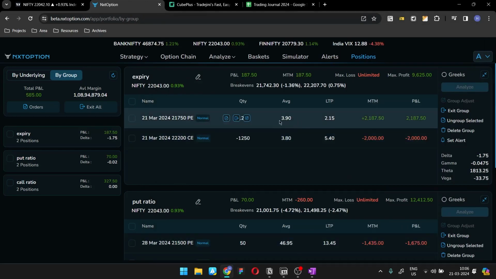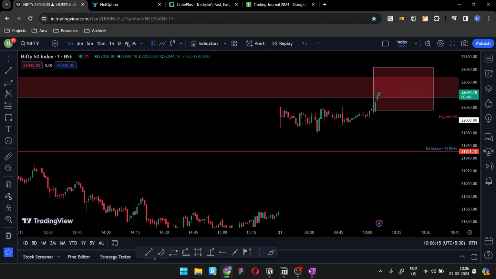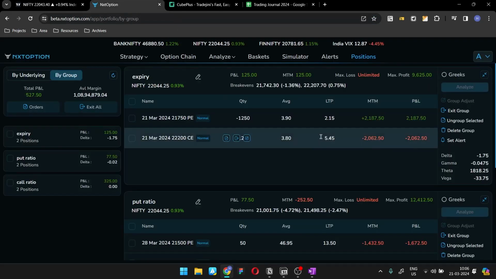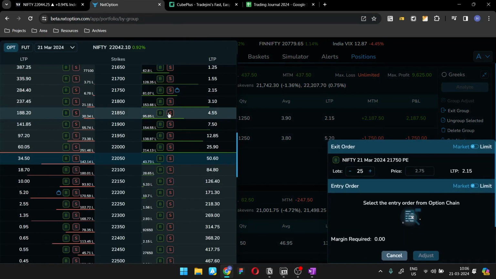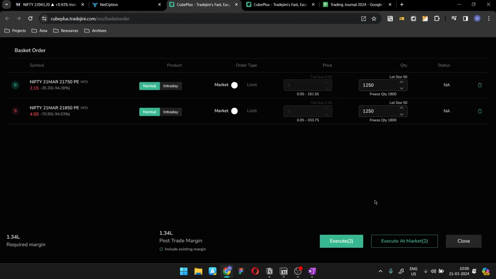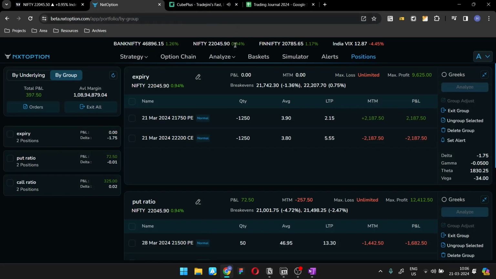Okay. Now we have 4.50 rupees. Now the spike has happened. So now this is where we adjust the position. See, it's unbalanced, right? So I'll be pushing this option to 850. 850, same quantity. Same. So here there is a single click adjustment.